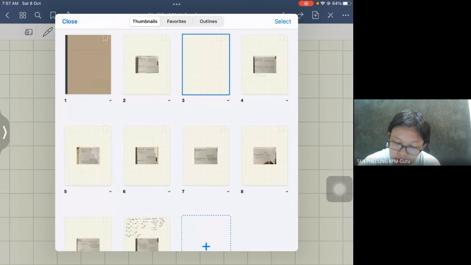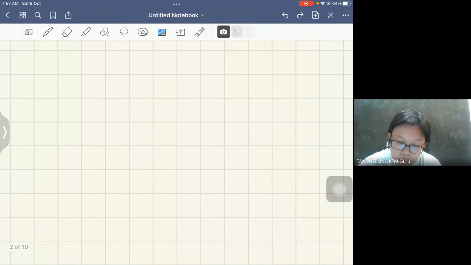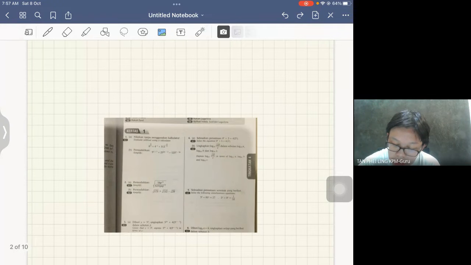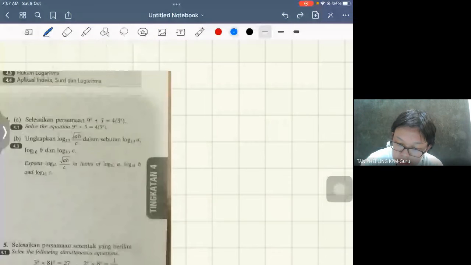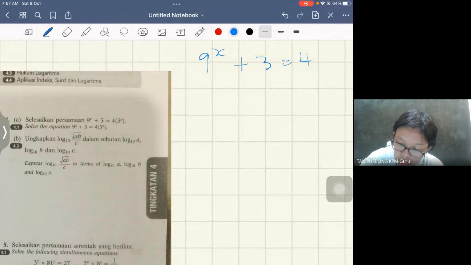Let's go back to the question first. The question says, let us just write down over here, we solve 9 power x plus 3 equals 4 times 3 power x. So this gives you an idea that 3 power x is something that you cannot get rid of, right? So you change this to 3 power 2x first. I'll change to base 3.